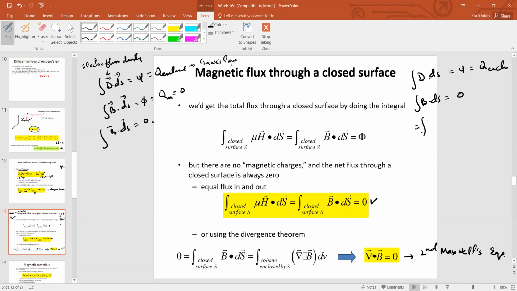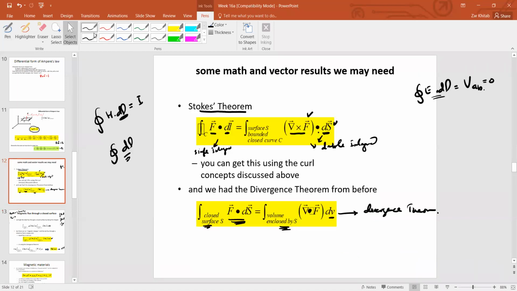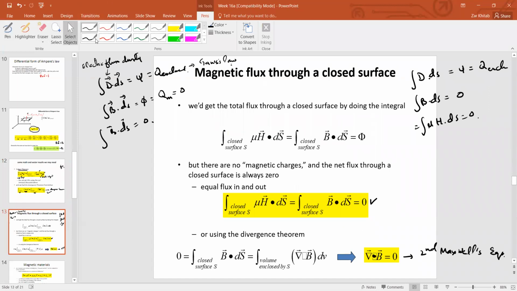And B dot ds, B is mu H, dot ds equals 0. Okay. So if you apply the divergence theorem, look from the previous page, this was the divergence theorem. If you apply the divergence theorem, say F is replaced with B, let's replace F with B in the divergence theorem. What we are going to get: B dot ds equals the volume integral of divergence of B, and this thing equals 0.